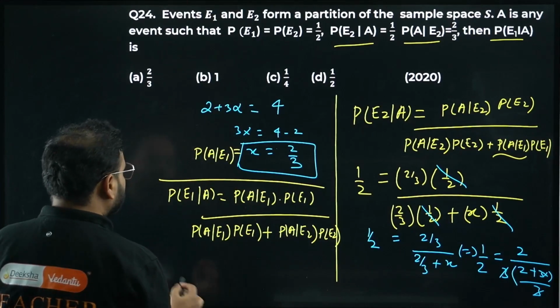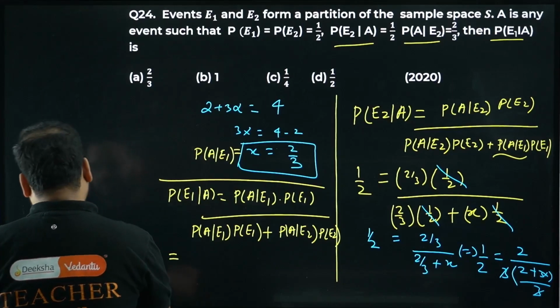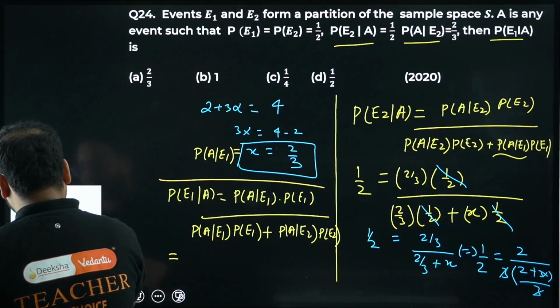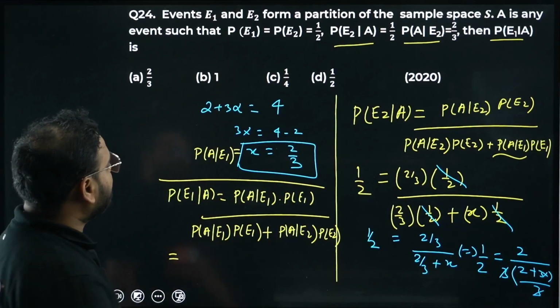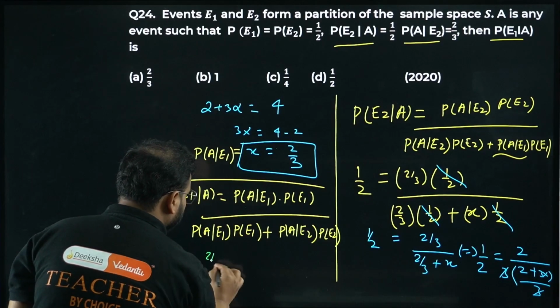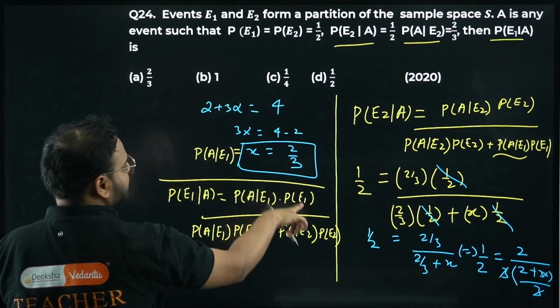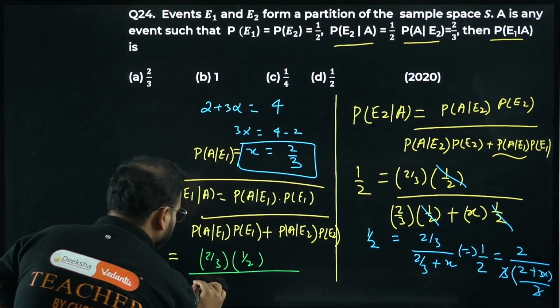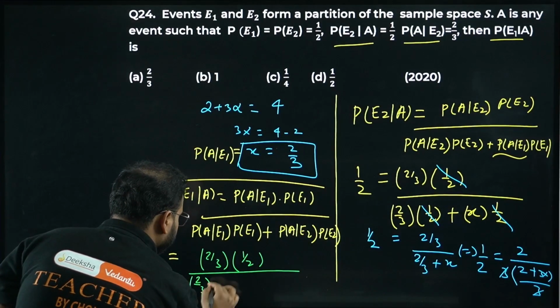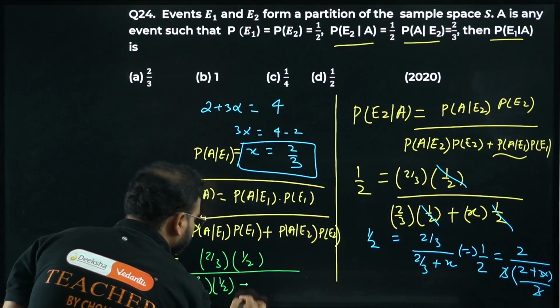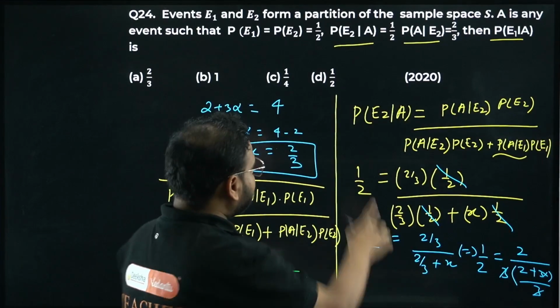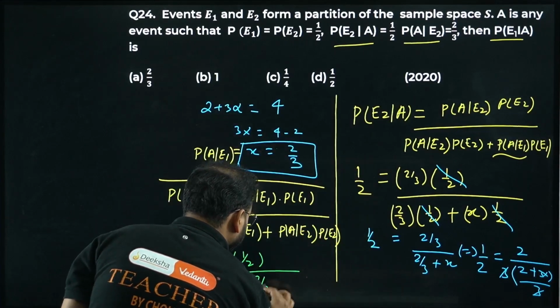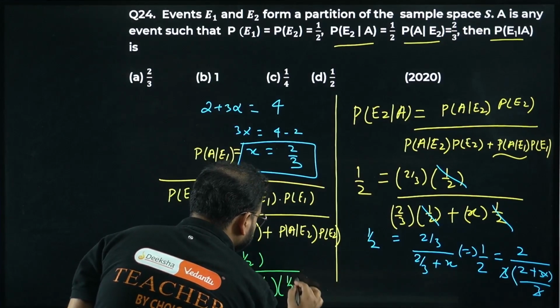Let's use it now. So I'll get this value. Please check the calculation I'll do now. Last step: I have P(A|E1) as 2 by 3, so write this value 2 by 3. I have P(E1) as 1 by 2, so write 1 by 2 divided by the same thing over here, 2 by 3 times 1 by 2, plus P(A|E2), which I have as 2 by 3 one more time, and 1 by 2.